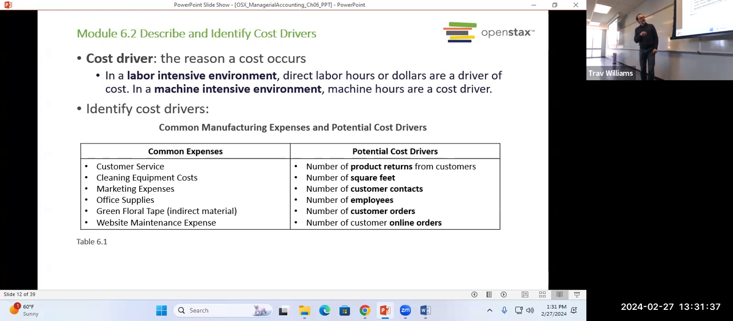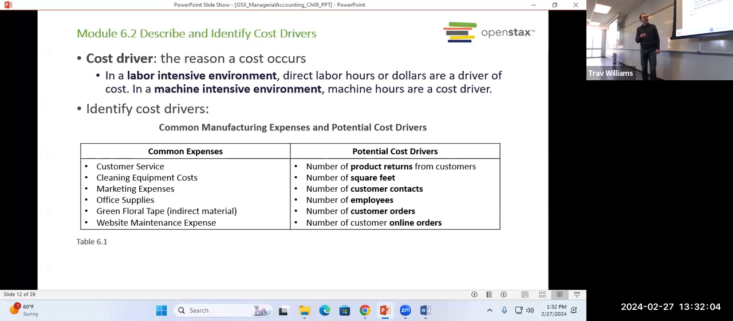Cleaning equipment. The costs we have associated with cleaning our equipment might be associated with the square footage of our factory and how much equipment we have. Or maybe I'm misinterpreting this. Maybe this is equipment for cleaning. Either way, it might be associated with the square footage of our factory.